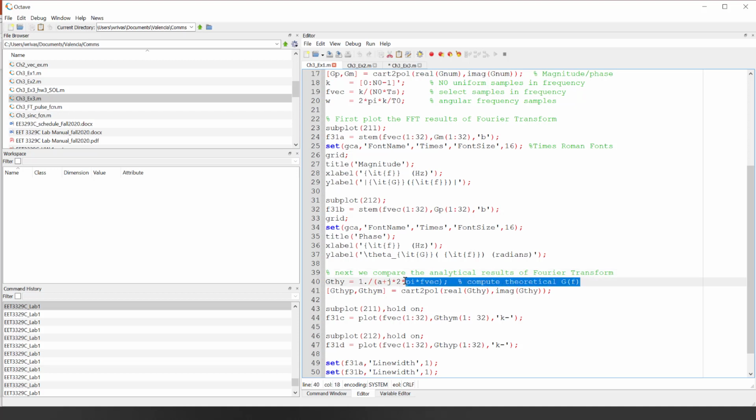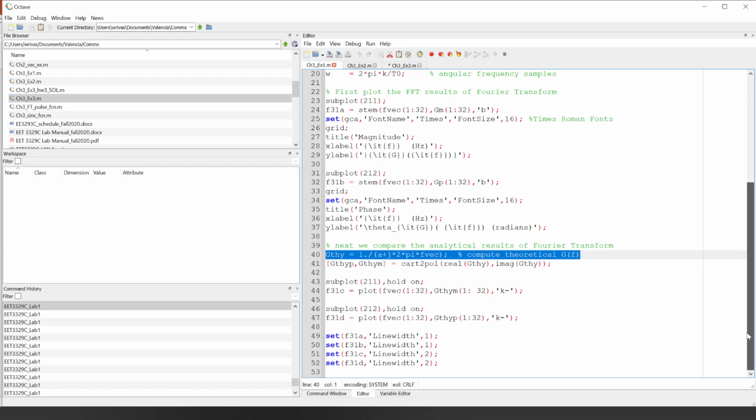Here's the theoretical G of F. And again, we do the same process again. We use a Cartesian to polar conversion to get the phase and the magnitude, and then we plot them again. Except that this time for the analytical one, we won't use stem and we'll actually use plot. So we want a continuous plot.